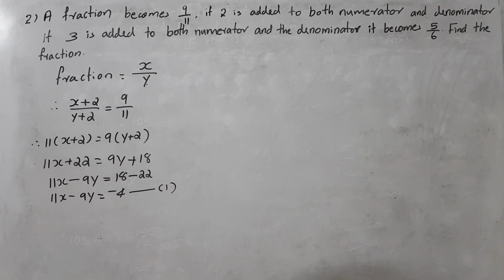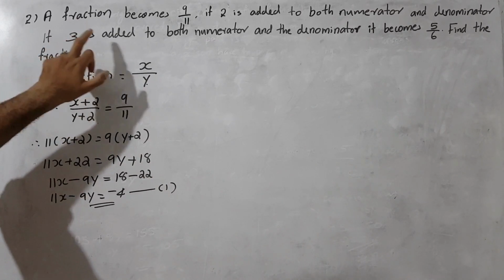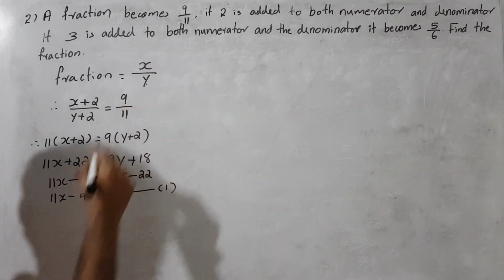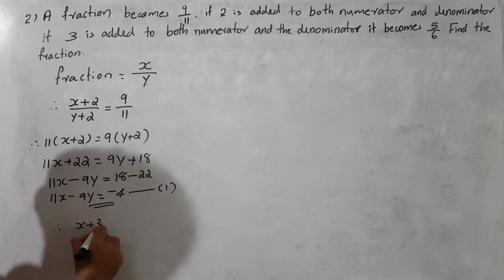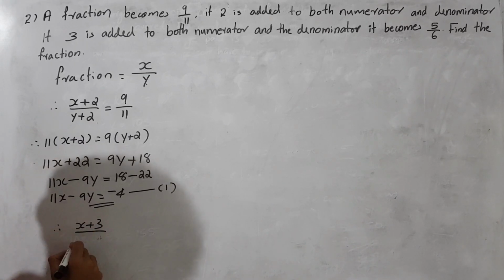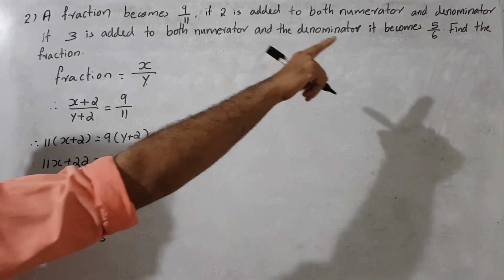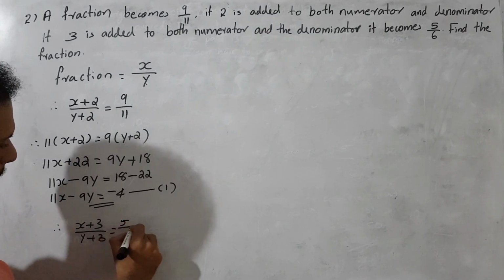Okay, so we take the next one as second, we apply the second condition. What is the second condition? We add 3 to both the numerator and denominator. Then what is the change? Then (x plus 3) by (y plus 3) is equal to, what is the fraction? The fraction becomes 5 by 6.